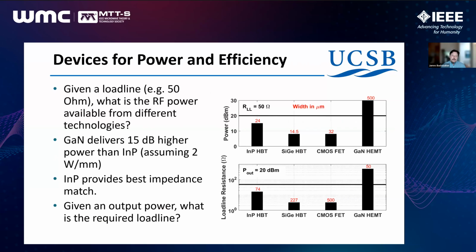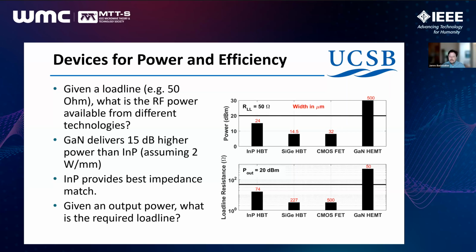And so when you look at comparing different types of material systems and the type of RF power that they can generate, one way to think about this is to look at indium phosphide HBTs, silicon germanium HBTs, CMOS, and gallium nitride, and just basically consider what it takes to match to a particular load line, for instance, 50 ohms in these different technologies. And one of the things that, of course, pops out is that gallium nitride is always going to be able to deliver much higher power for a given load line.